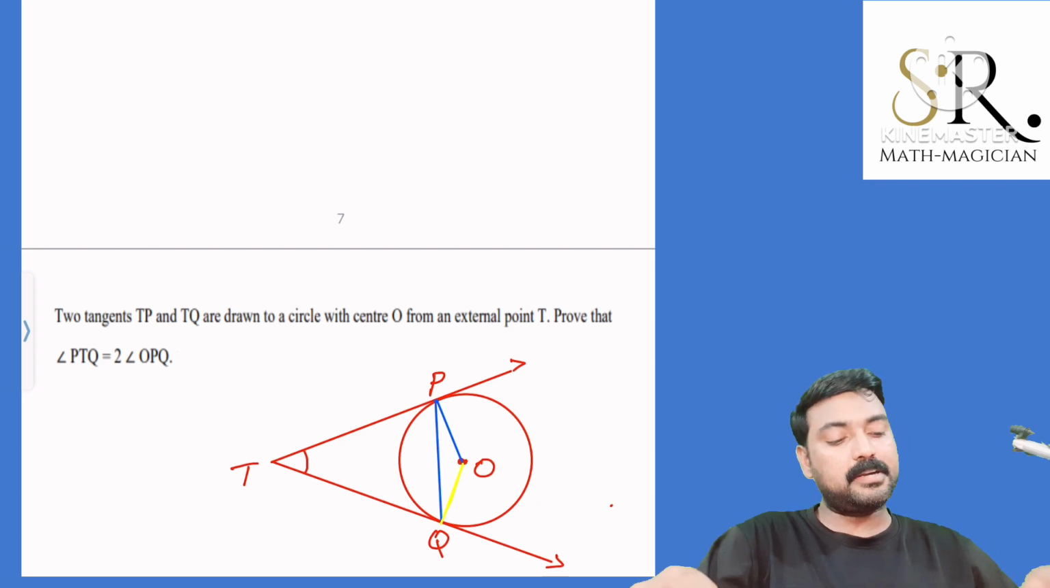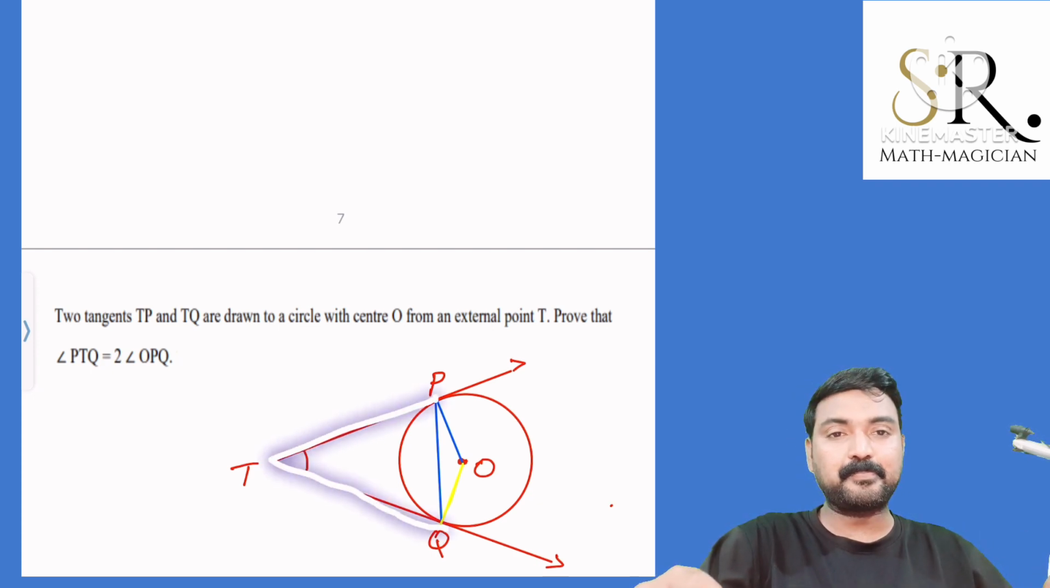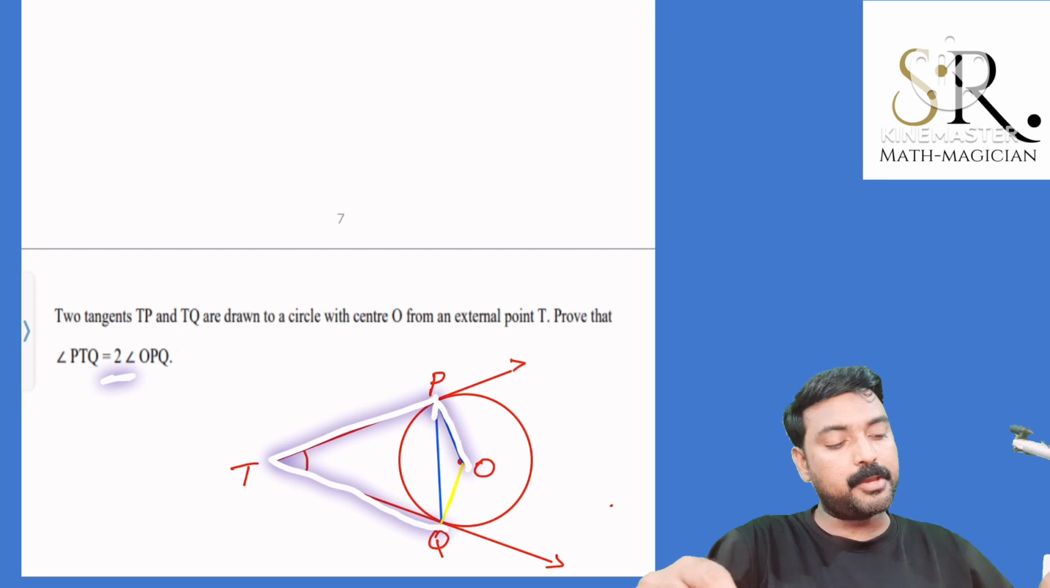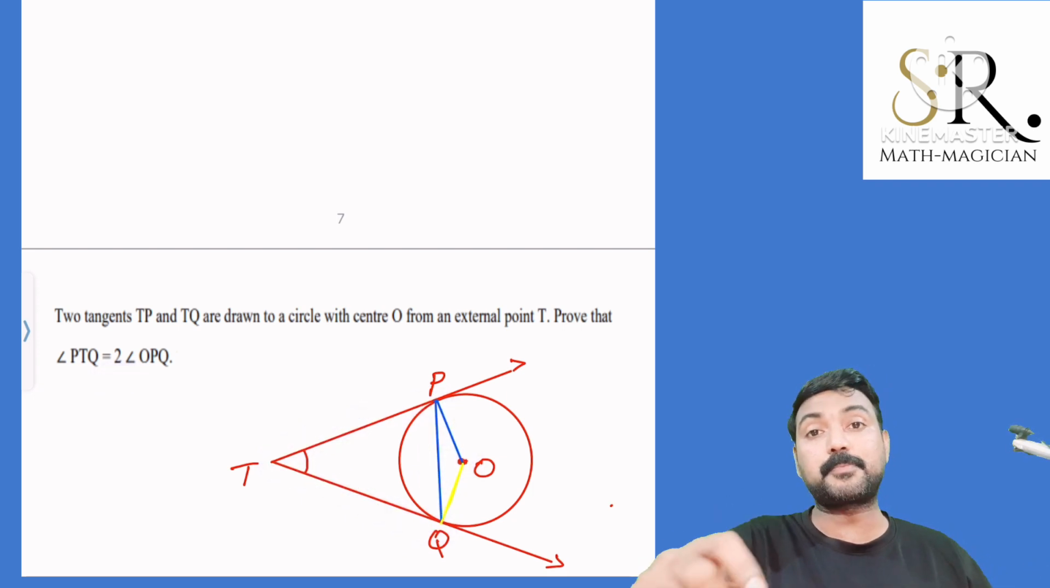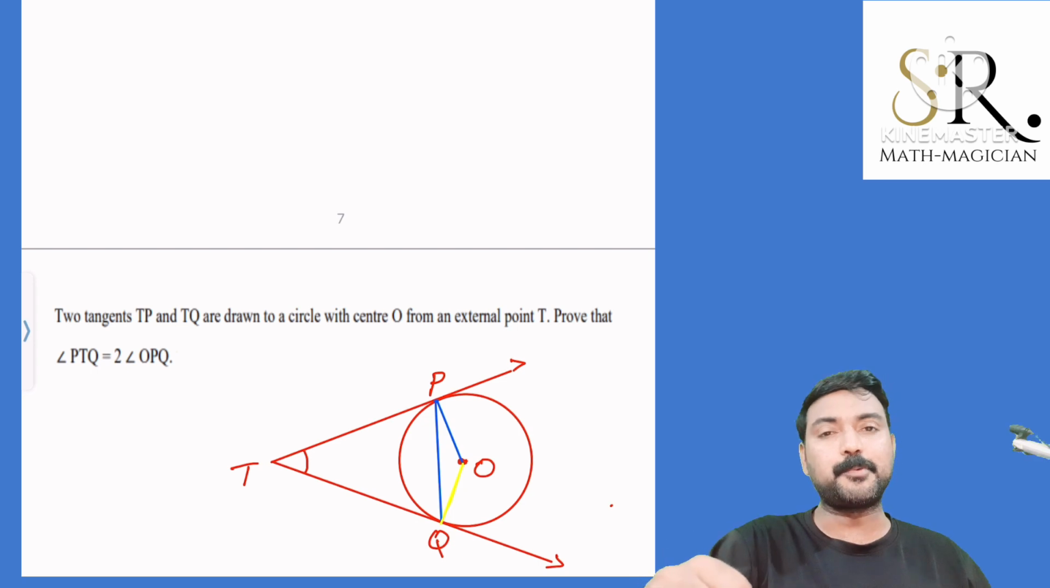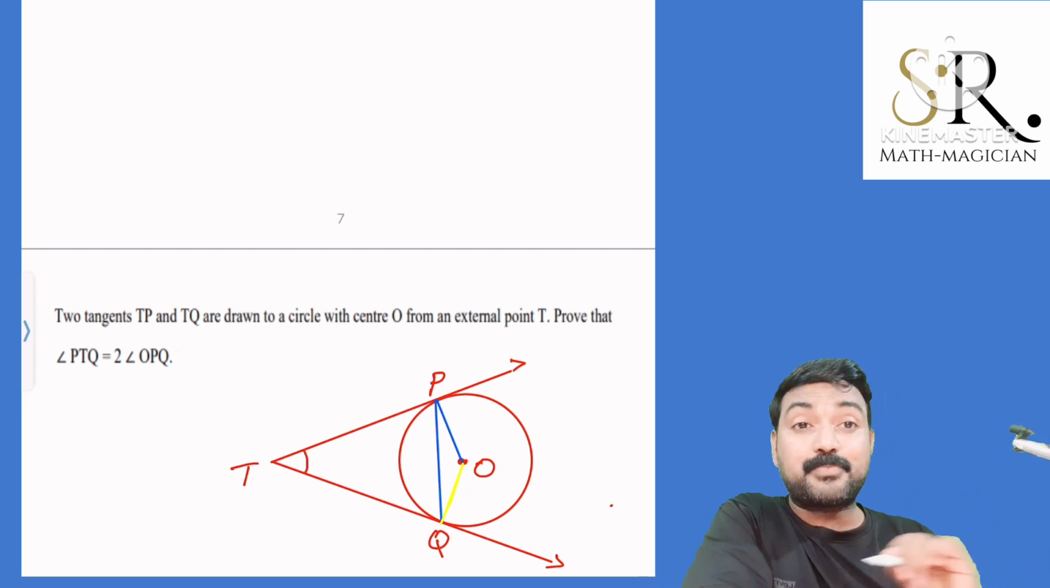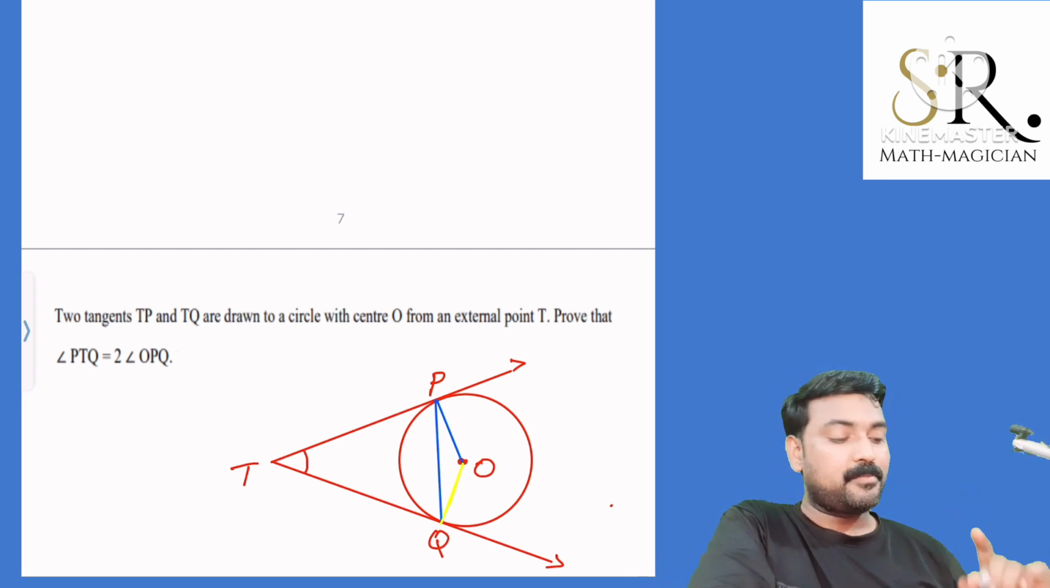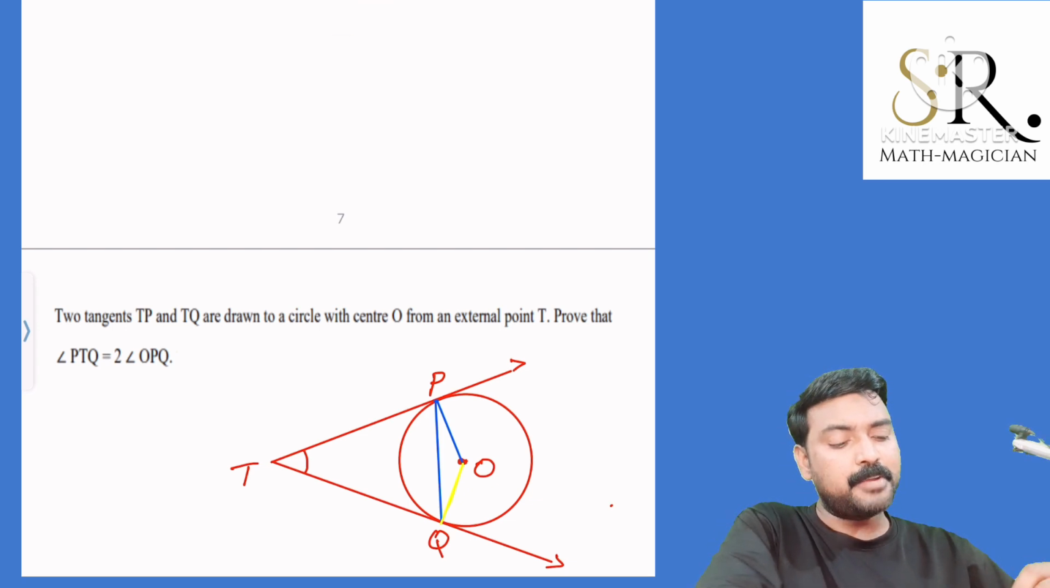Now the question, what is angle PTQ? This is angle PTQ. This will be 2 times, that means 2 into angle OPQ. There is a small angle OPQ. This smaller angle's double will be the angle PTQ. That is the question. We need to prove that. So what can we do? It's very easy. There are different methods. One of the methods will be explained now. So listen.